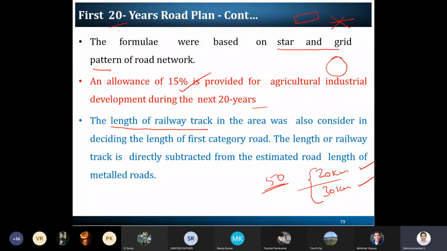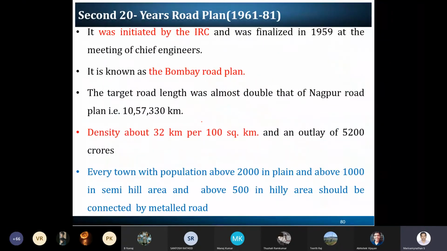They tried to implement it. Exactly, they implemented a lot of network development, particularly road network development, to reach the core area of India, which is nothing but the village area also. That is the target they achieved from the first 20-year plan.